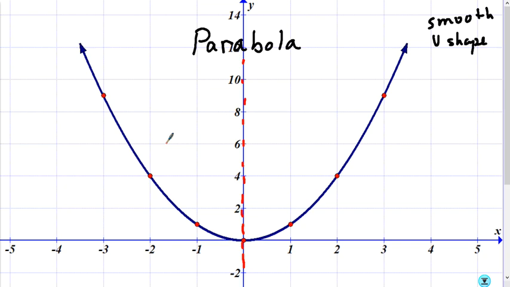And this axis of symmetry passes through a point that we call the vertex. Because this parabola is concave up, i.e. it opens upwards, the vertex is a minimum. It's the minimum value that the function takes, and it's the minimum point on the graph.